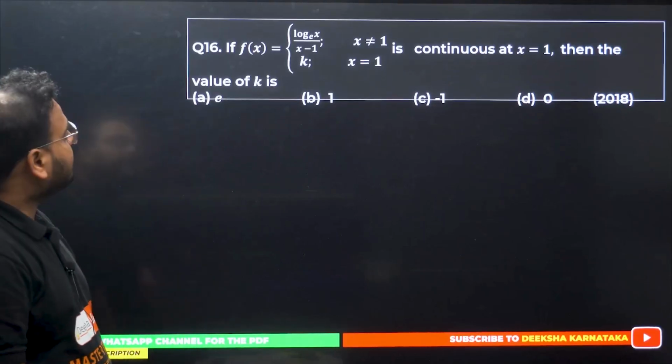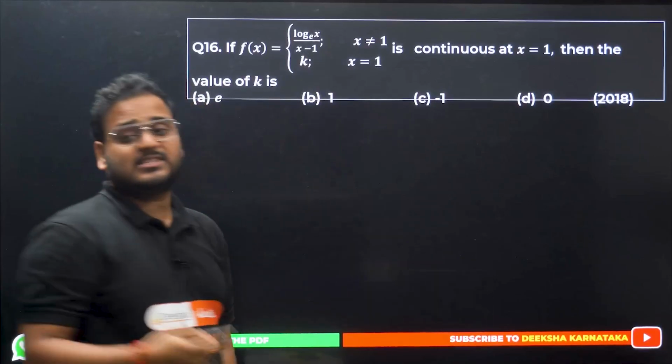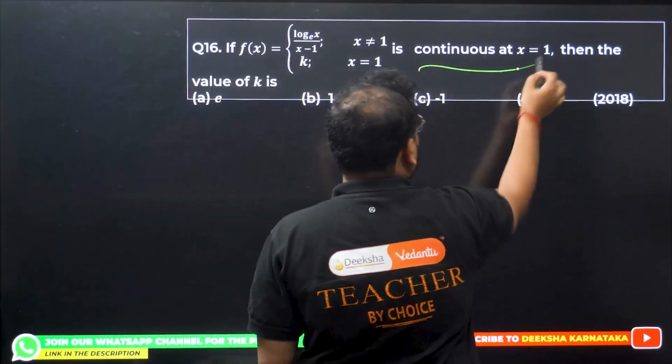Alright, so ln x upon x minus 1 is given, and they have given that it is continuous at the point x equals 1.